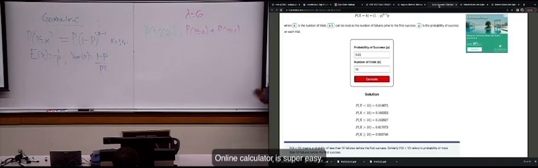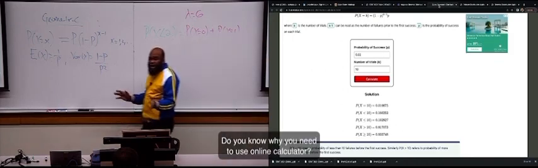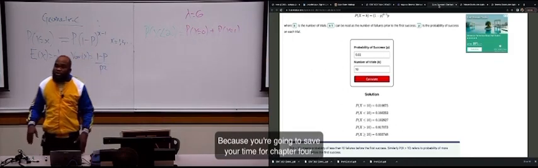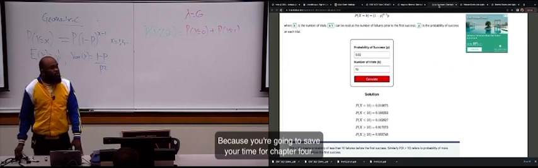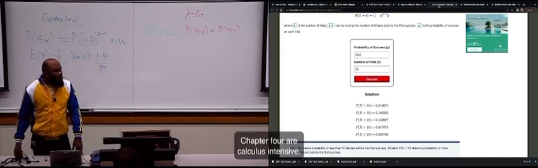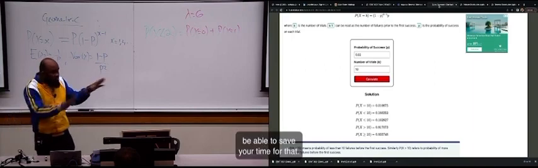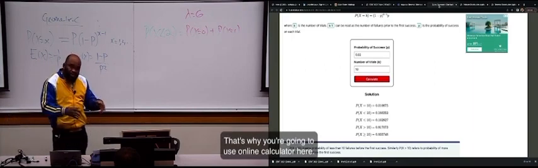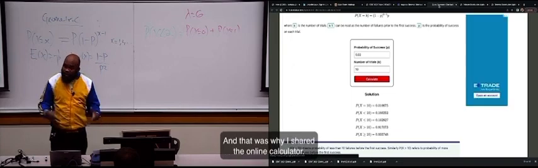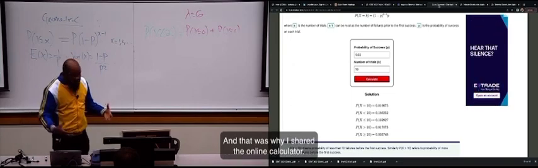With the online calculator, it's super easy. Do you know why you need to use the online calculator? Because you're going to save your time for chapter 4. Chapter 4 is calculus intensive. Of course, you'll be able to save your time for that. That's why you're going to use the online calculator here. And that was why I shared the online calculator.